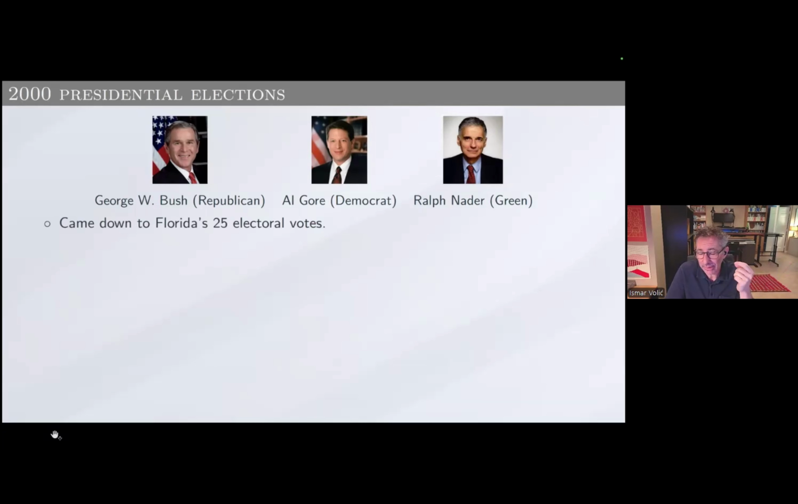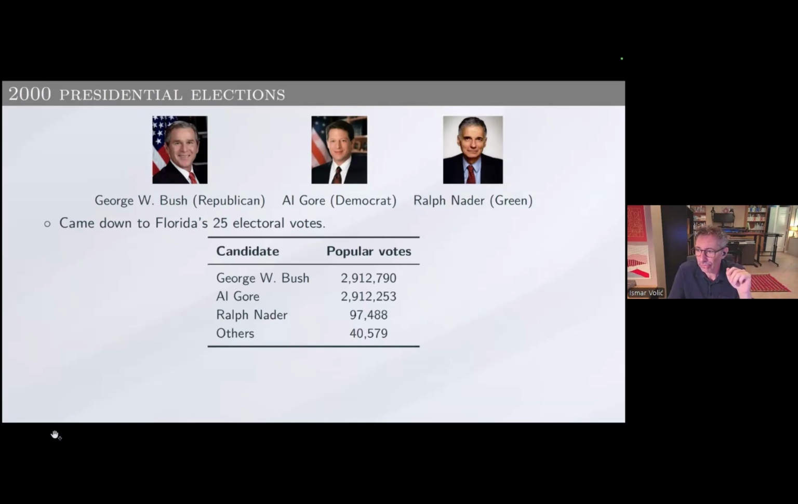But what happened is that the election came down to Florida, basically. Whoever won Florida was going to win the presidential election. And again, this is the system of electoral college votes, and we don't need to get into that. All we need to know is that whoever won Florida was going to win the entire election. And these are the results that came out of that Florida election. Bush and Gore were very close, and Ralph Nader had about 100,000 votes.